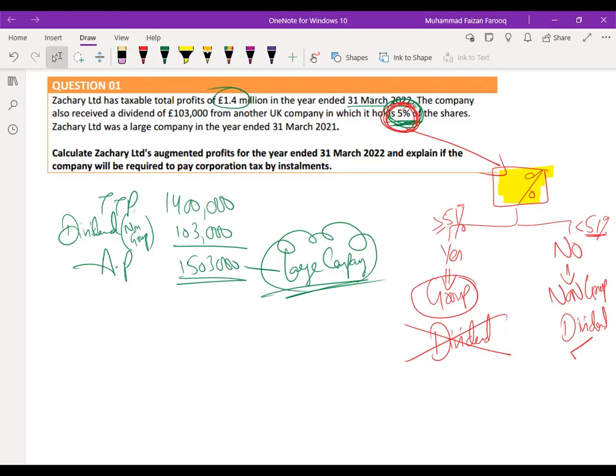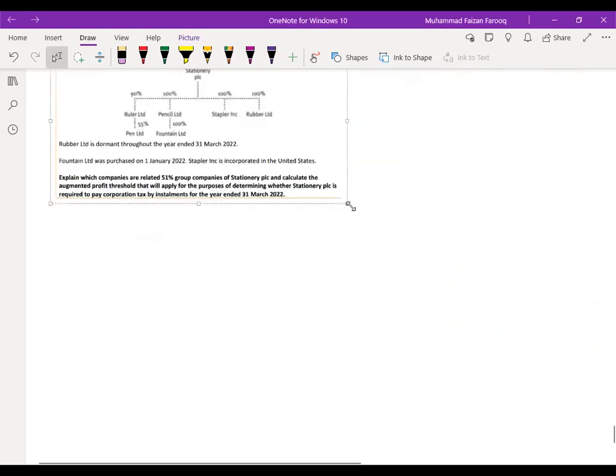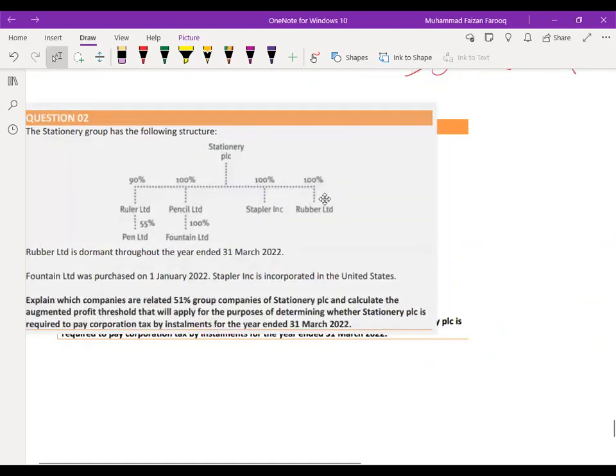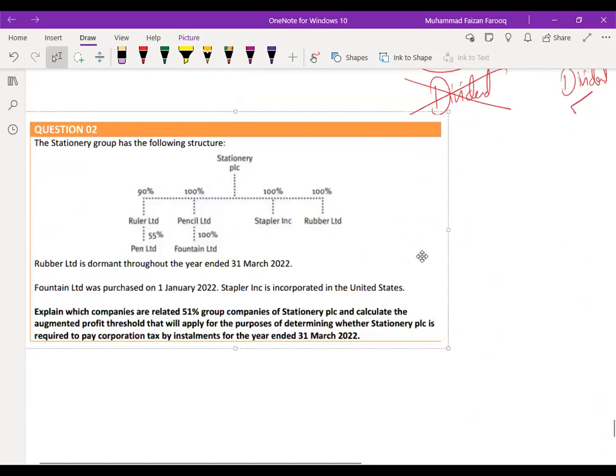Now I will share another thing. This thing we already discussed when we were dealing with losses, group losses. Group losses need 75%. For group losses, the relevant percentage is 75%, either direct or indirect. But now in this topic where we are calculating the augmented profit case, the relevant percent is 51. If you read the required line, the bold one, just read it, see what's the difference, you can find out.